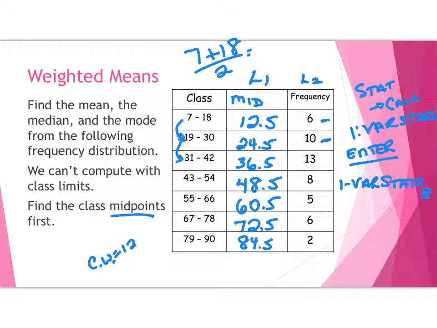Before I hit enter the second time, I have to let the calculator know that I don't want it to just compute on what's in L1. I want it to compute this like it's a frequency distribution. So I tell the calculator L1, comma, L2. That reads it, this is your data, this is your frequency. The comma is above your number 7.